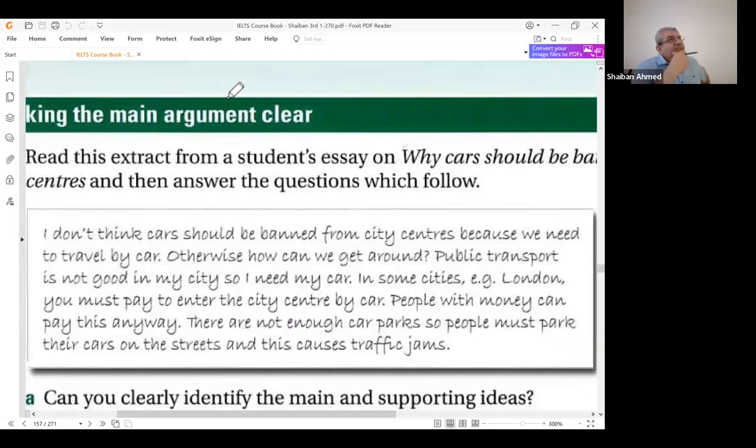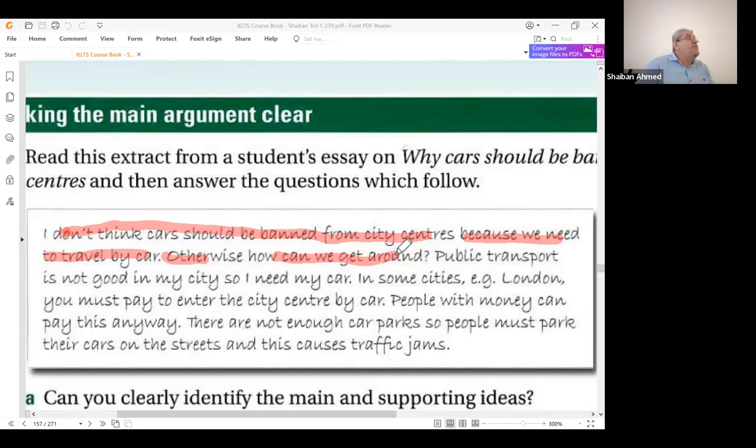What is this? Okay, position. I don't think cars should be banned from city centers. Okay, so this is his view. Okay, good. Now let's see the development. Because we need to travel by car. Otherwise, how can we get around? So he said, I need my car. How can I get around?